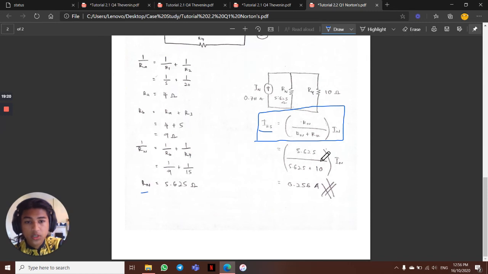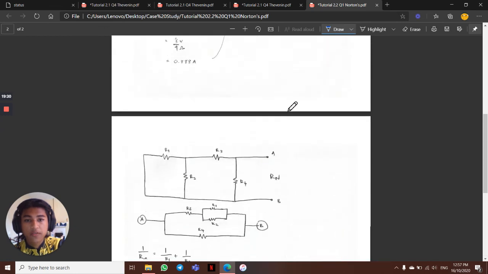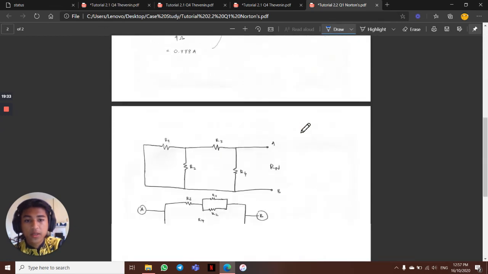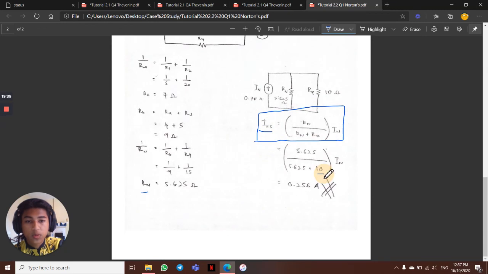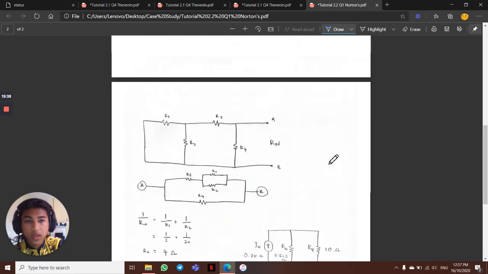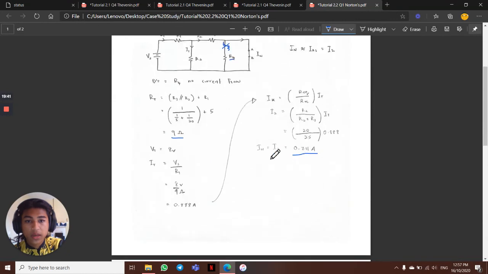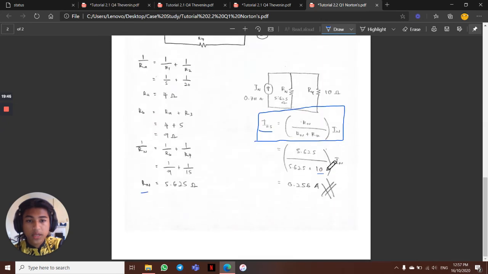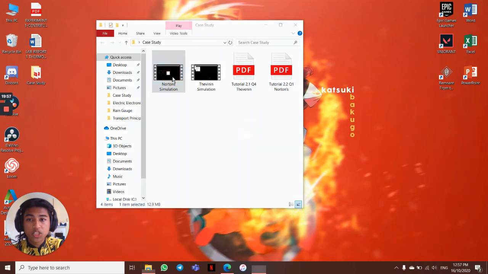Then just insert the value of Rn, which is 5.625, divided by Rn again, plus Rx, which is 10. Rx is R5. The value of R5 is 10, so that's why we put 10. And In we already got, which is the current of I2, and then we will get the answer. The total answer is 0.256 ampere. Moving on, we will see the Norton simulation.